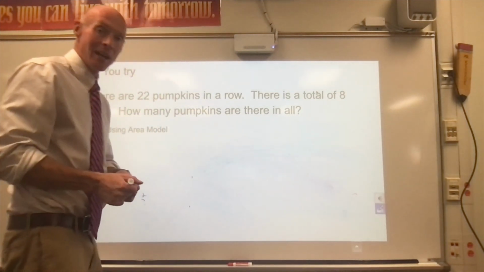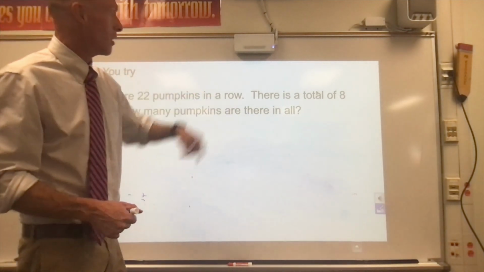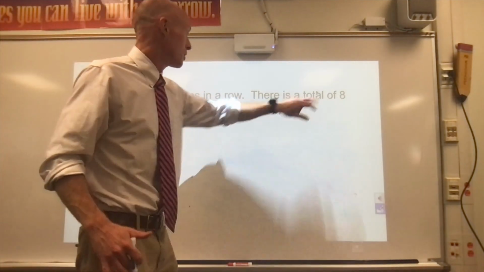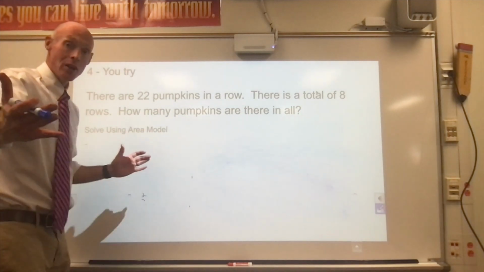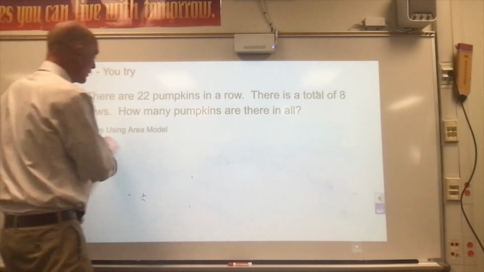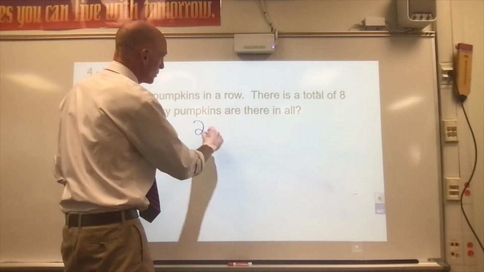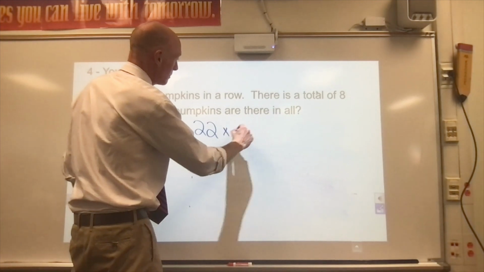Okay, hopefully you tried your best to solve it. Now, let's break it down. What do we know? We know that there's 22 pumpkins in a row. What else do we know? There's a total of 8 rows. And what are we trying to figure out? How many pumpkins there are in all. Perfect. Solve using the area model. Let's do it. We know we're going to do 22 times 8.